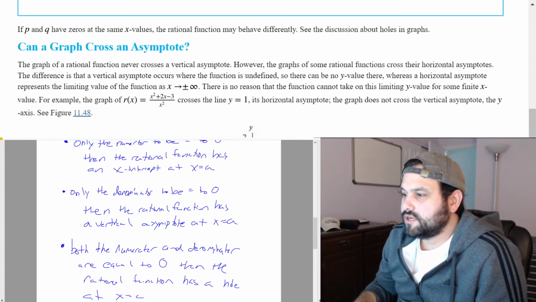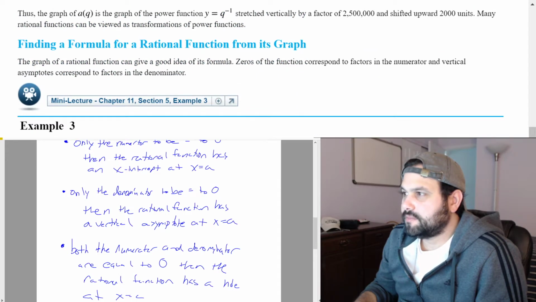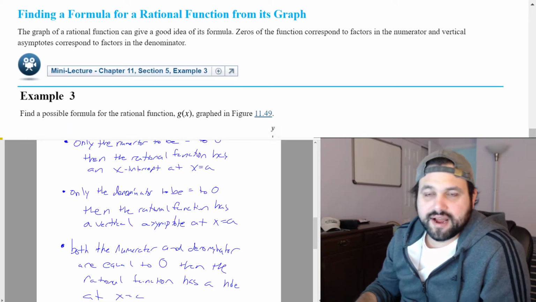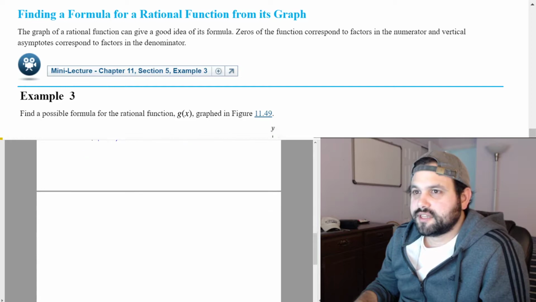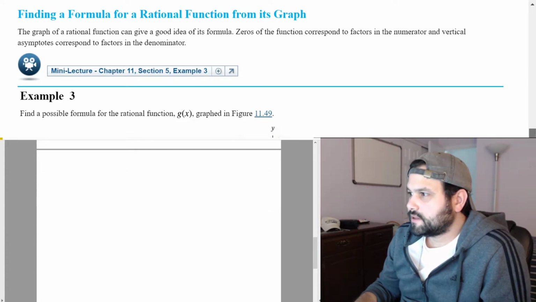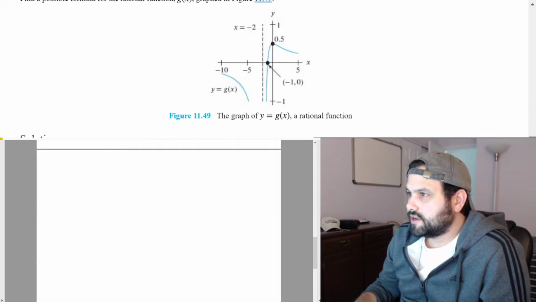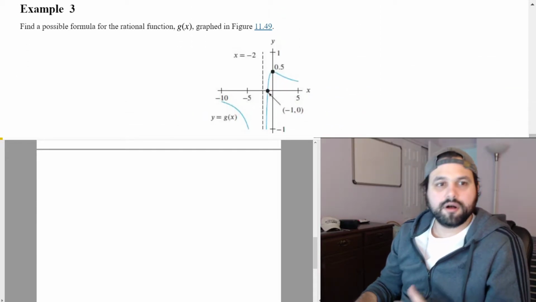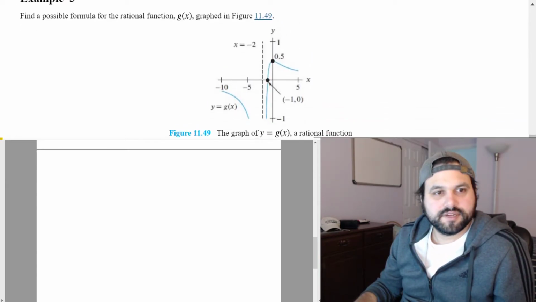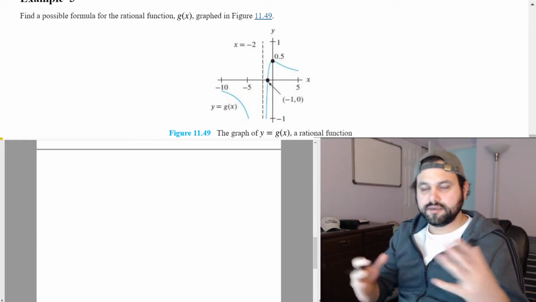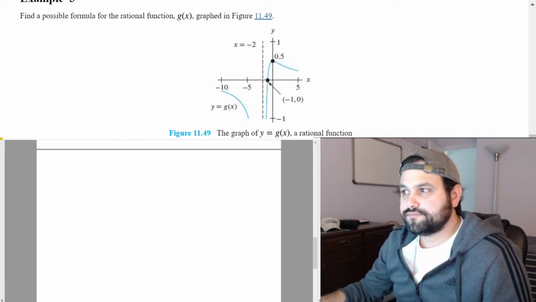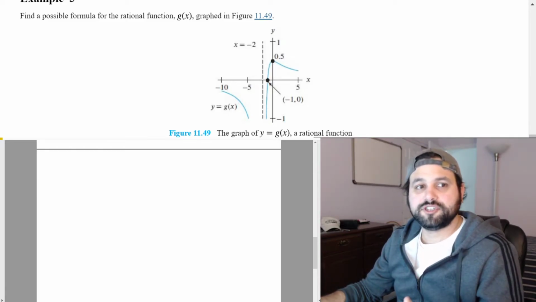And then we get down here and it talks about finding a formula for a rational function from its graph. So let's take a look at that. So for example, let's take a look at example 3. We're going to have to put all of the things about rational functions that we know together to create a rational function based on this graph.